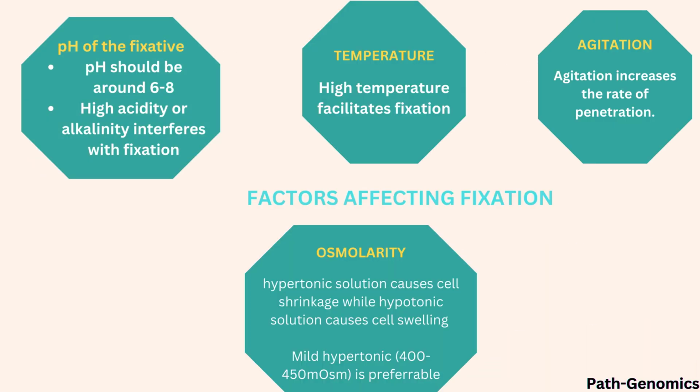Factors affecting fixation. First one is pH. pH of the fixative should be around 6 to 8. High acidity or alkalinity interferes with fixation. Second, temperature. High temperature facilitates fixation. Third, agitation. Agitation increases the rate of penetration of fixative. Fourth, osmolarity. Mild hypertonic, 400-450 mOsm, solution is preferable. Hypertonic solution causes cell shrinkage, while hypotonic solution causes cell swelling.